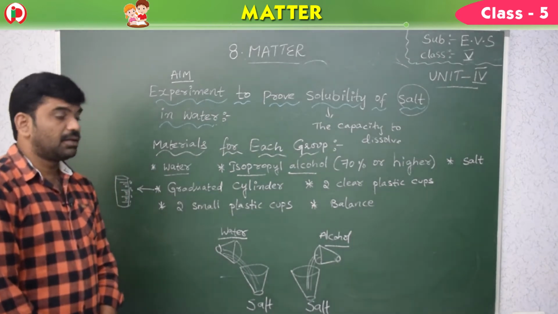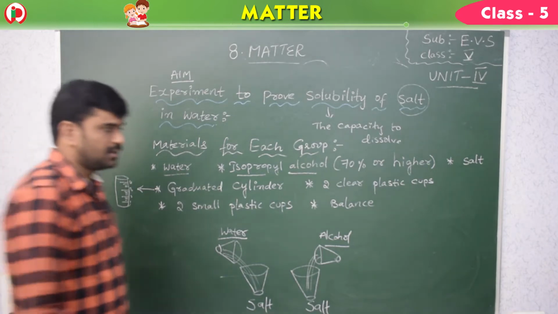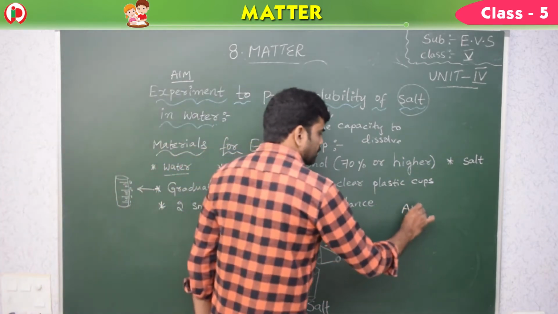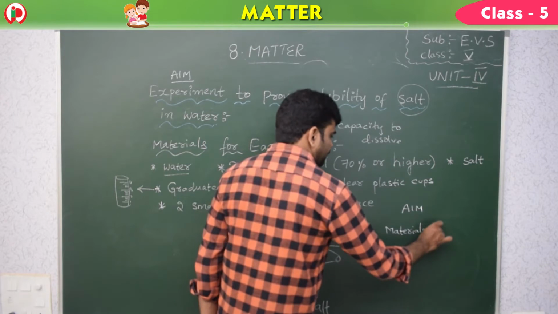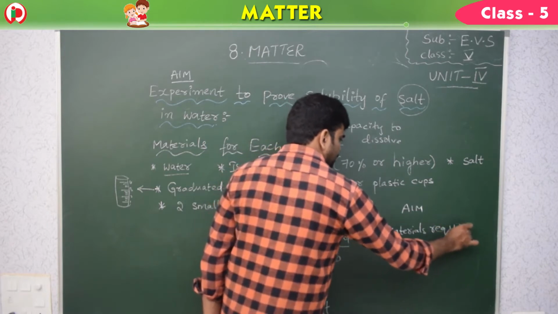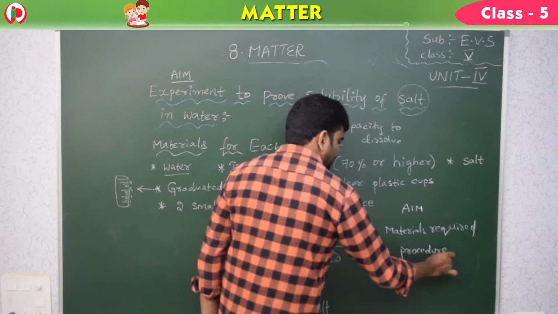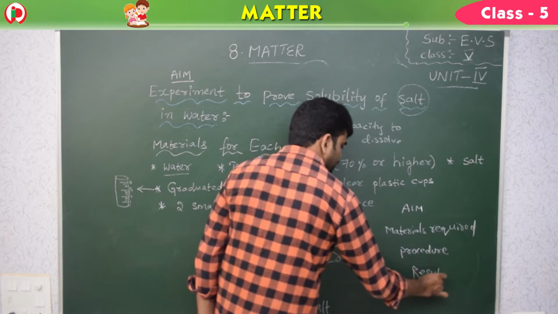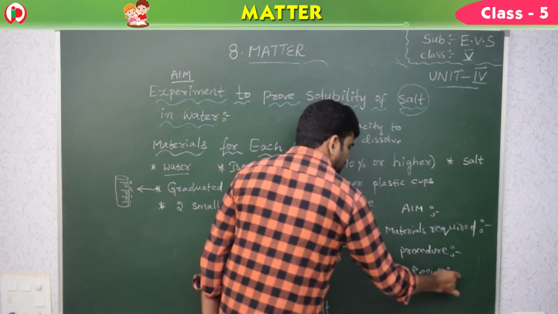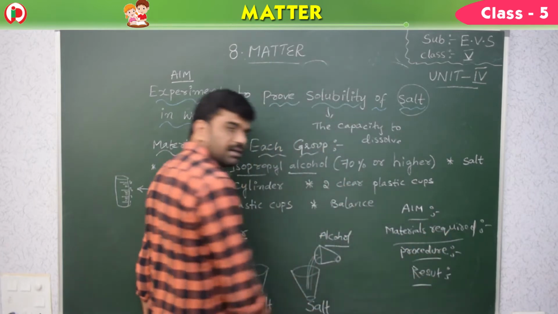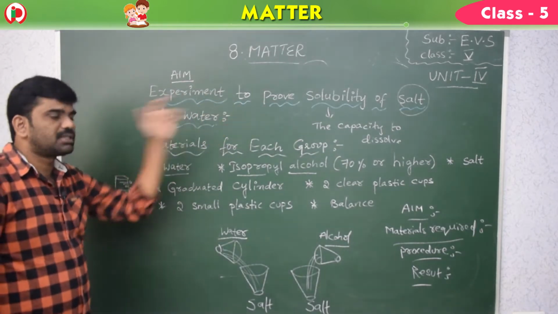Once again I repeat, for any experiment you have to write four things. One is aim, materials required, procedure and result. So these are common, children, for any experiment in science. Aim, materials required, procedure and result. Now our aim is to prove solubility of salt in water.